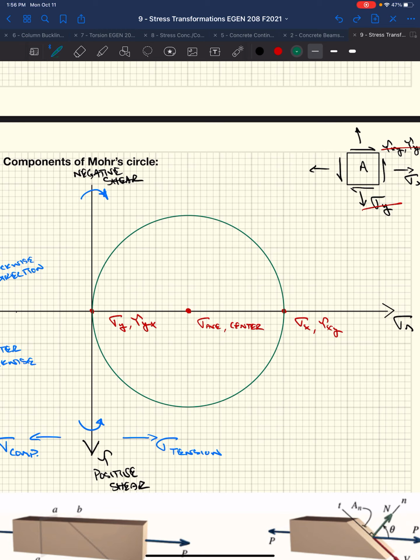Okay, so you got this big circle. So now we have essentially graphed all of the possible stress states for this element at any orientation. Any orientation, pretty sweet.